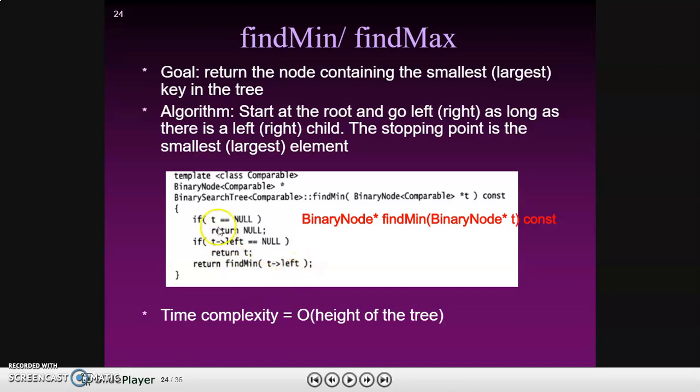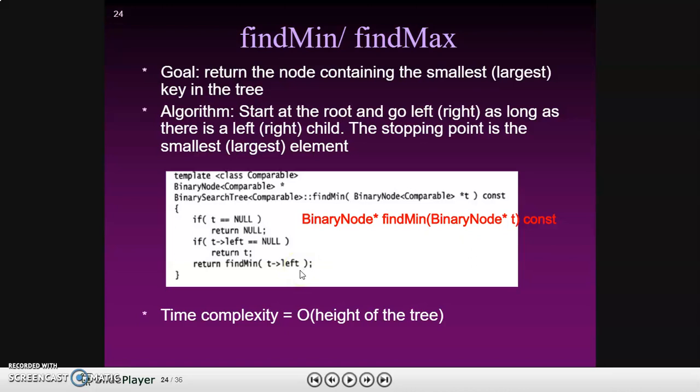The same function you can change to the maximum: if t equals null, return null. If t of right equals null, return t. Otherwise return find max of t of right. Like this you can change the find min and find max functions.